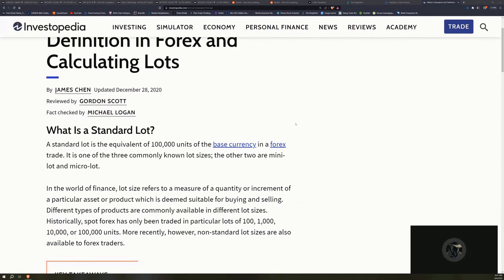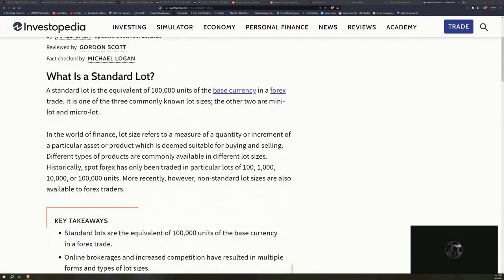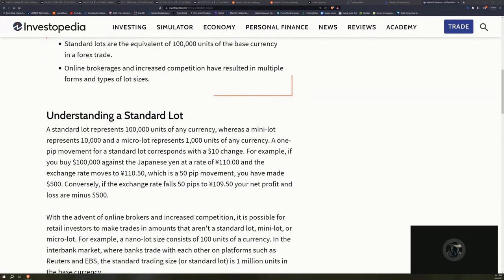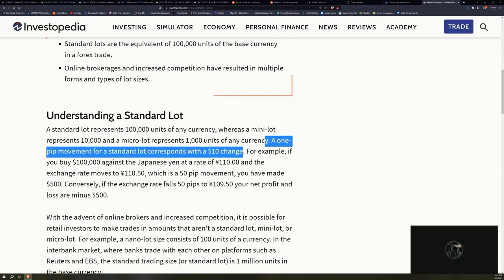A standard lot is the equivalent of 100,000 units of the base currency in a Forex trade. So a standard lot represents that. A mini lot is 10,000 and a micro lot is 1,000. So far, I think I am correct. A 1 pip movement for a standard lot represents a $10 change. Okay, so I did have that right.